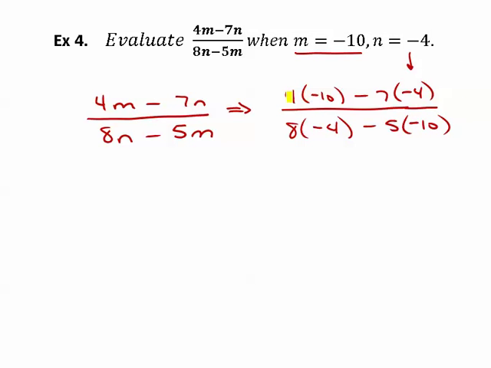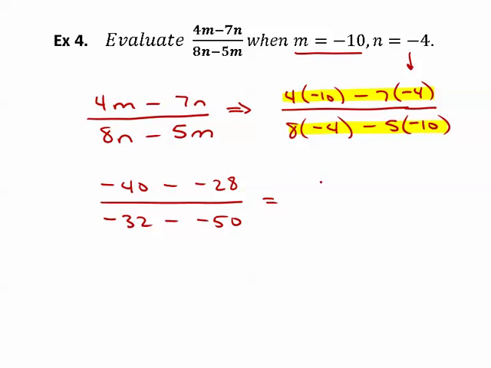Now what we're going to do is simplify the numerator, and then we're going to simplify the denominator. So in the numerator, we have 4 times negative 10, that's negative 40. And then we have minus 7 times negative 4 is negative 28. In the denominator, 8 times negative 4 is negative 32. Then we have minus 5 times negative 10 is negative 50. Simplifying the top, we have negative 40. We have a double sign here, that minus and negative. So that's going to become a plus 28.